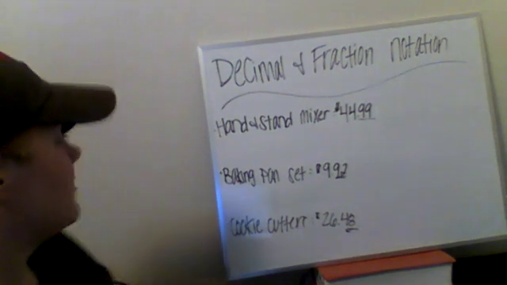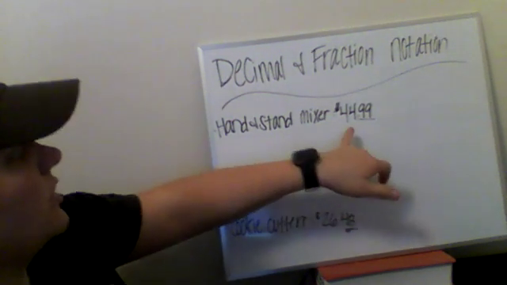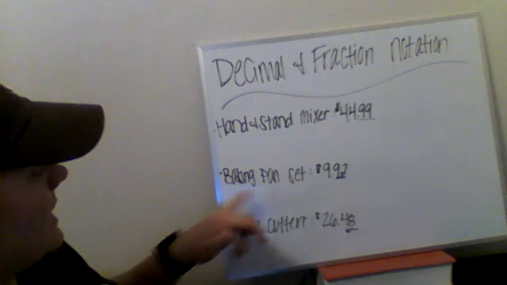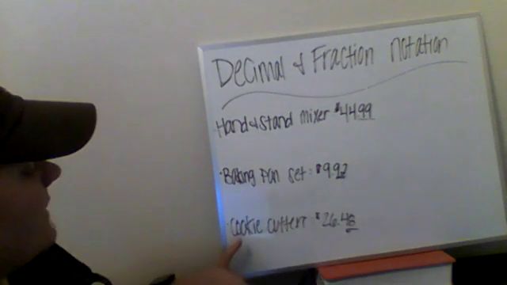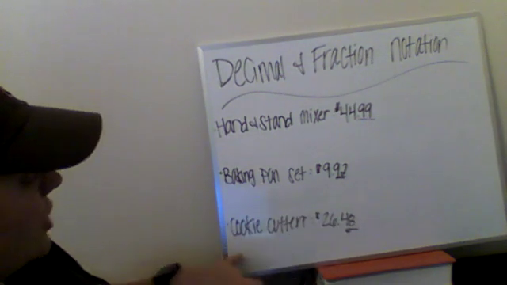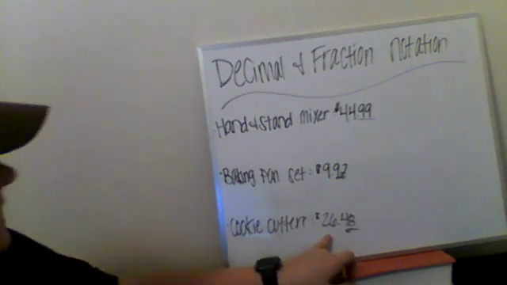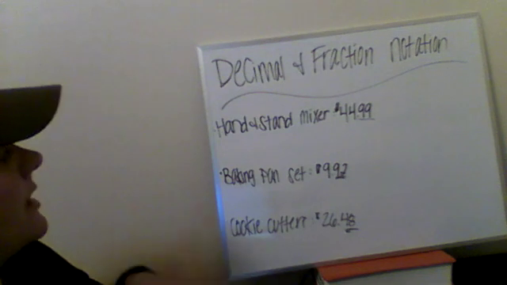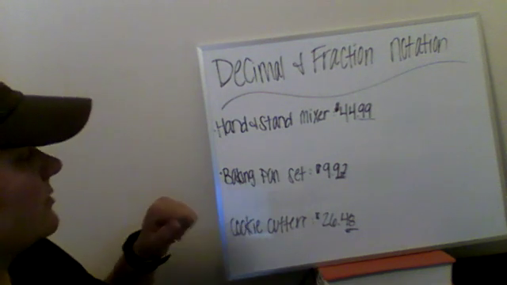So if you all look right up here on my board, I have a hand and stand mixer that's worth $44.99. Then I have a baking sheet pan that's worth $9.92. Then I have cookie cutters I would buy that are $26.48. So all I did was go to the Walmart app and put the total amount of money that each of these items would cost.